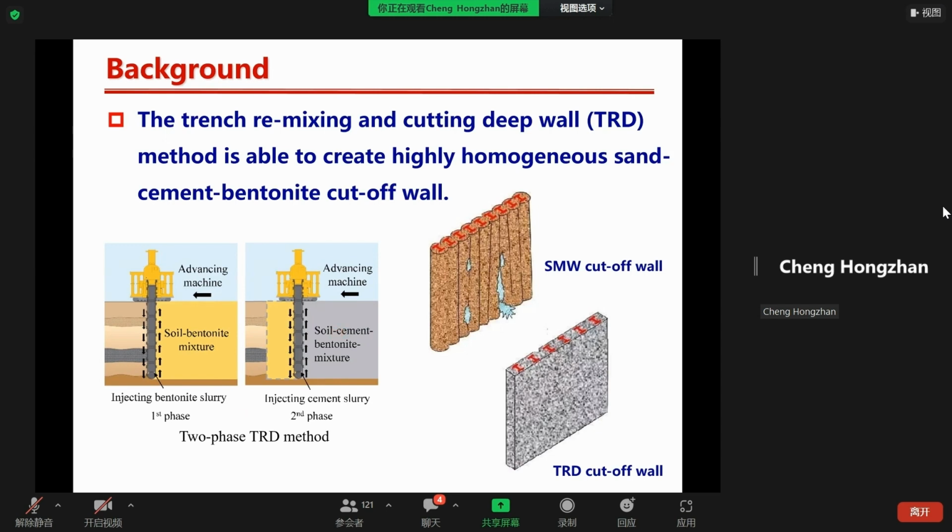For cut walls constructed in relatively deep or hard soil, the construction is performed using the two-phase method. Moreover, previous studies were designed for soil cement bentonite cut walls using the one-phase method. There is less knowledge on the two-phase cut wall.